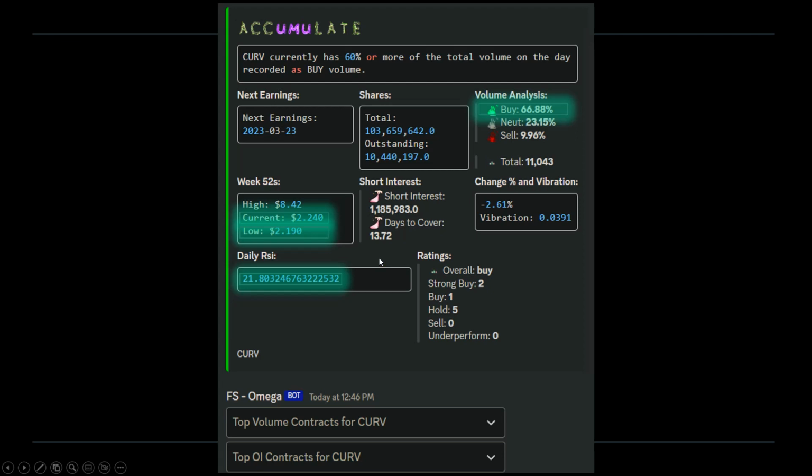Next, we have accumulate, and this one is going to be the opposite of the fire sale. So this one will be recorded and posted to Discord just as long as the buy volume analysis is recorded at 60% or more. So you can see here for this one, Curve currently has 66.88% buy volume on the day today with a negative 2.61% change. And then daily RSI is very oversold with the current price leaning towards that 52-week low, making this one a probable upside buy, not financial advice. And then you get the top contracts as well for the accumulate channel, just like you did in the fire sale, with short interest, total shares versus outstanding, next earnings, and your vibration ratio change percent.